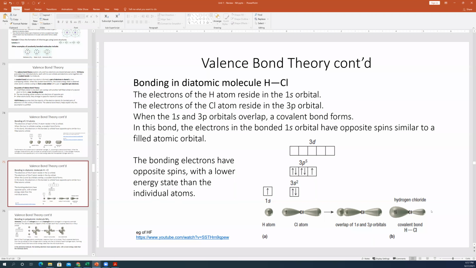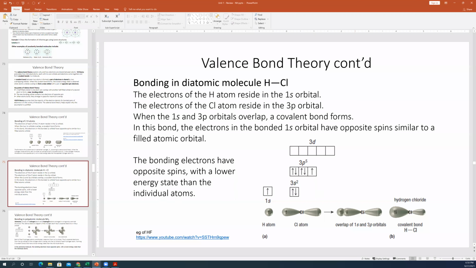Here's the p orbital of the chlorine. You can't really see the hydrogen nucleus because it would be at the center of this spherical 1s orbital here. Once they overlap and share, they form a covalent bond with each other. So the single 1s electron and the single electron in the p orbital. See here, you only have 5.